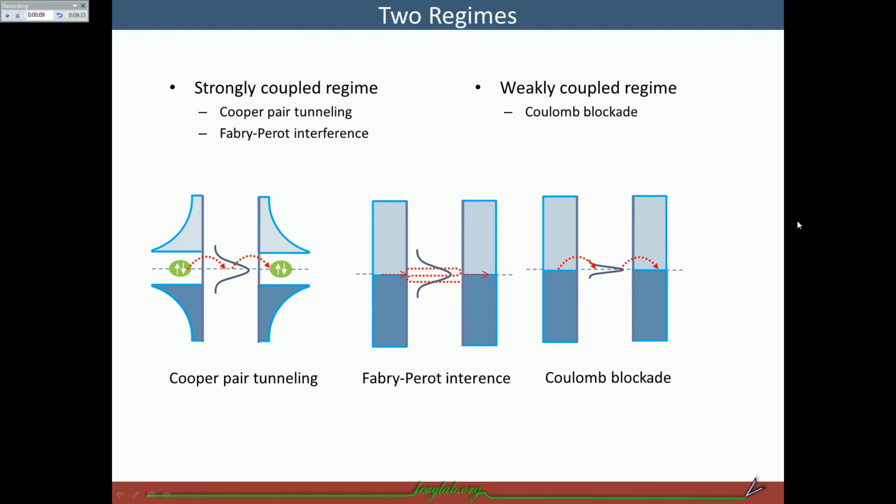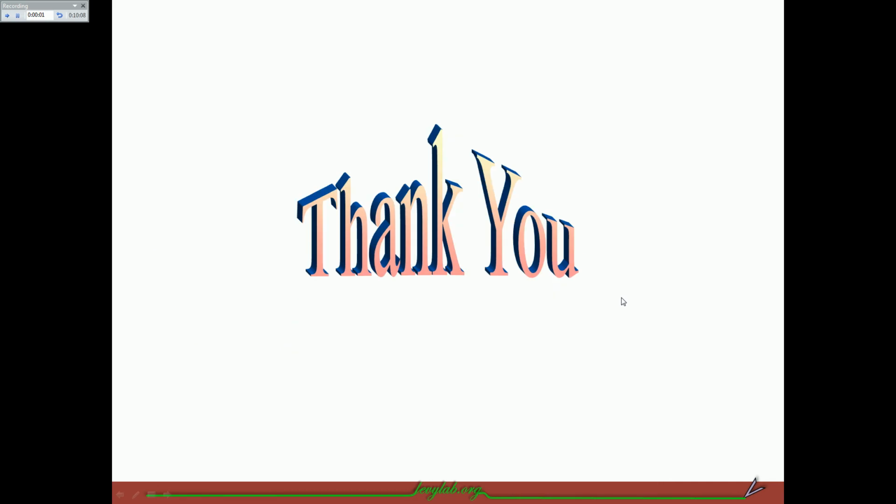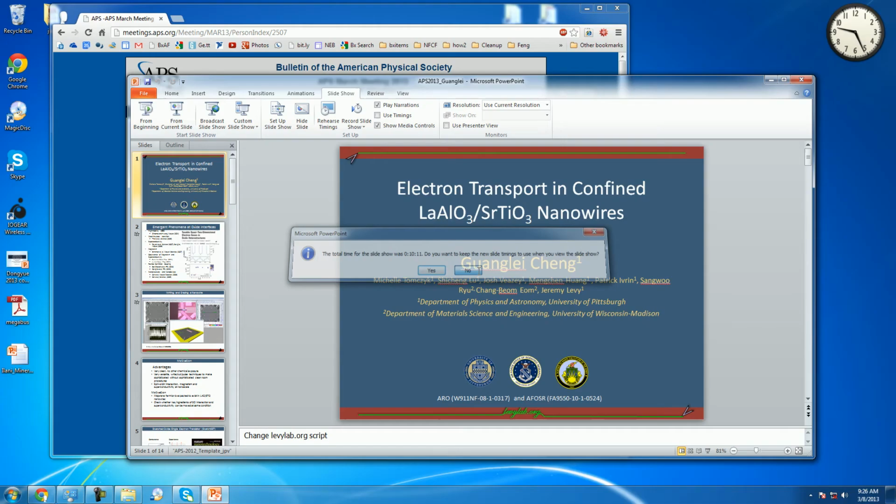So in our device, basically, it covers two regions, depending on the strength of the coupling. One is the strongly coupled region. So we have Cooper pair tunneling because it is affordable to pay the very high charging energy for the Cooper pair. And then we also have Fabry-Perot interference when the superconductivity is suppressed. And in the weakly coupled region, since the charging energy is too high for Cooper pairs, it manifests as single electron tunneling, and we see Coulomb blockade. So maybe I should show more data. No. Yeah.